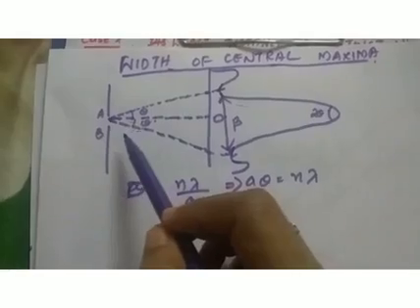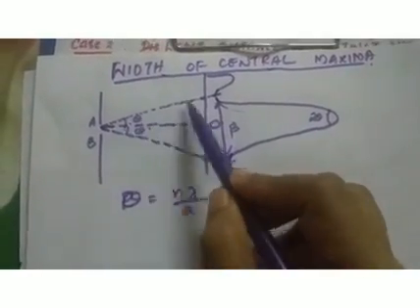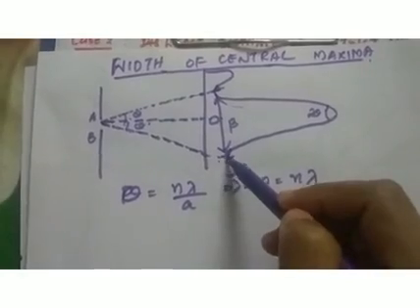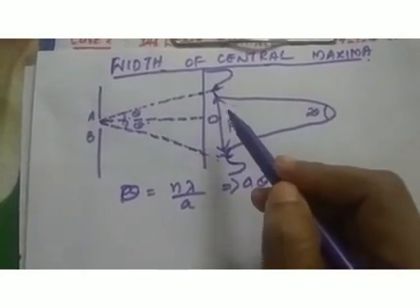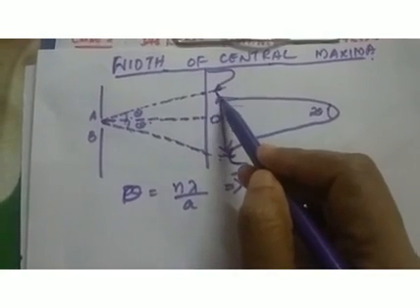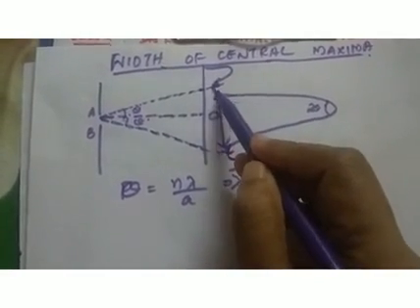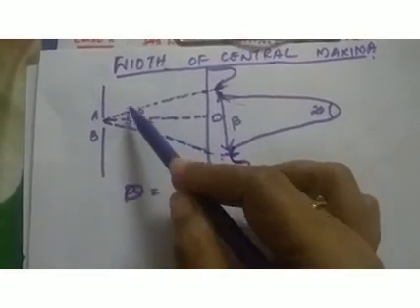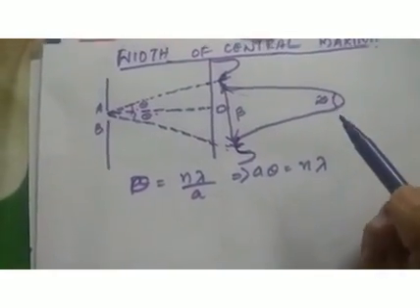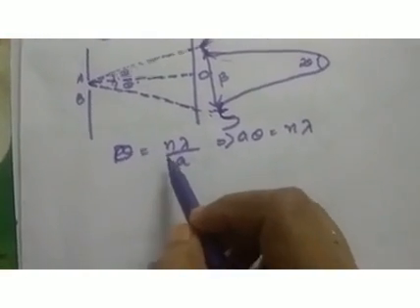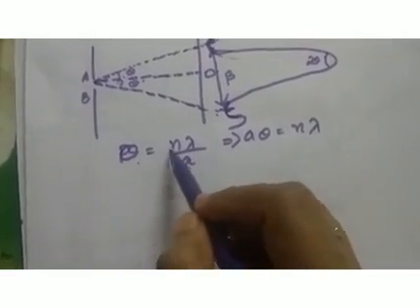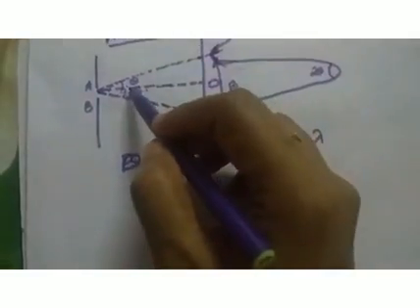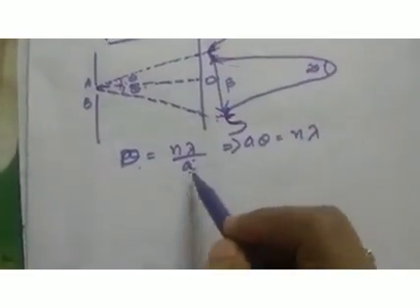This is our central maximum and this is the slit AB. You can see angle theta. Theta is the angle subtended on the secondary minima, isn't it? Because soon after the central maxima comes our secondary minima. This is the secondary minima. So theta is the angle subtended on the secondary minima. And what is the condition for minima as suggested by Fresnel? Theta is equal to n lambda by a. So here theta is equal to n lambda by a because this is the angle subtended at the minima.